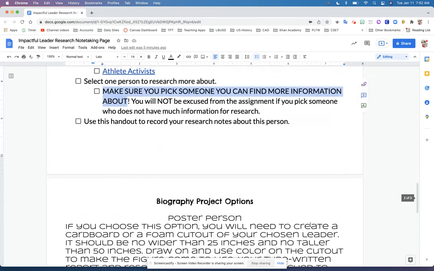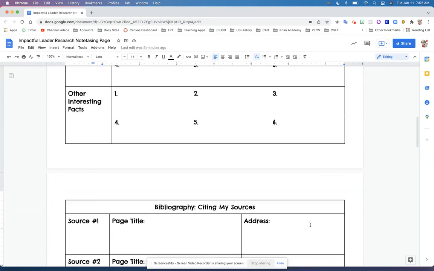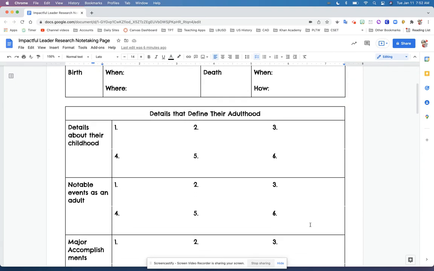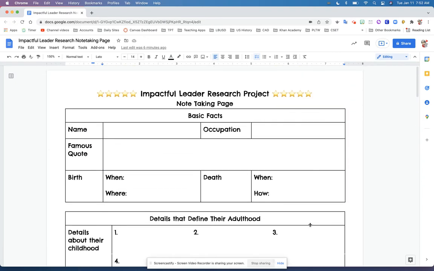Okay, so let's go back up to the top, because I do want to look over the note taking that you're going to be doing on the person. The basic facts are pretty basic to understand. You're going to give me the person's name and their occupation. That's going to be their job, the thing that they're most known for. For example, if you decide to research Colin Kaepernick, his occupation was an NFL football player and activist.